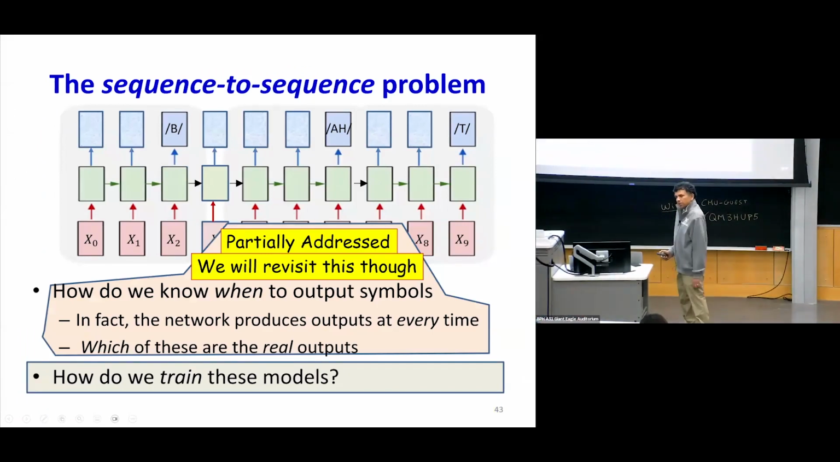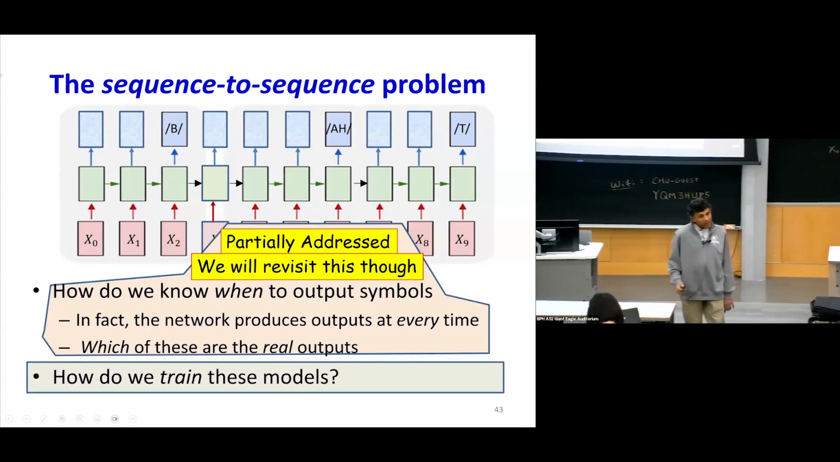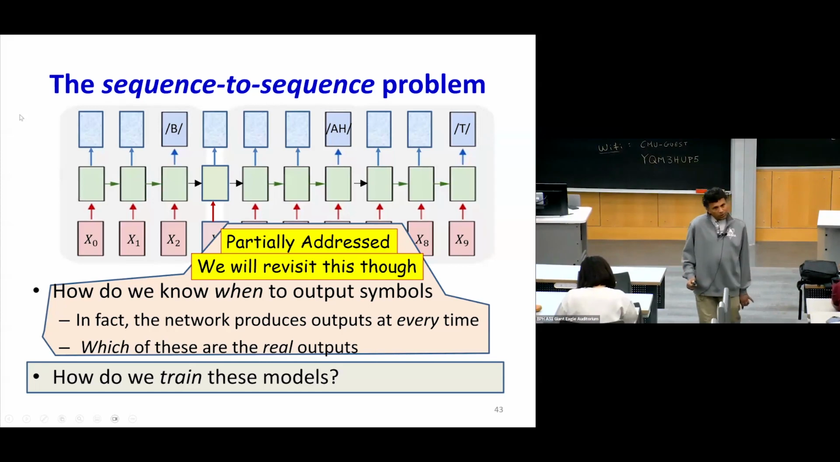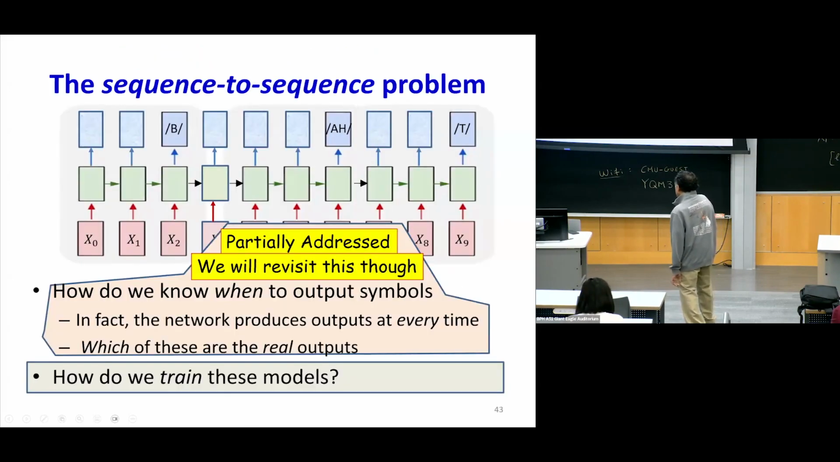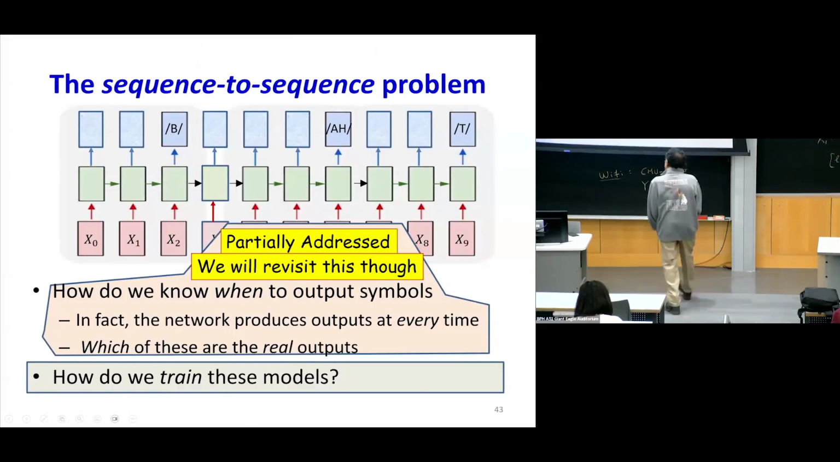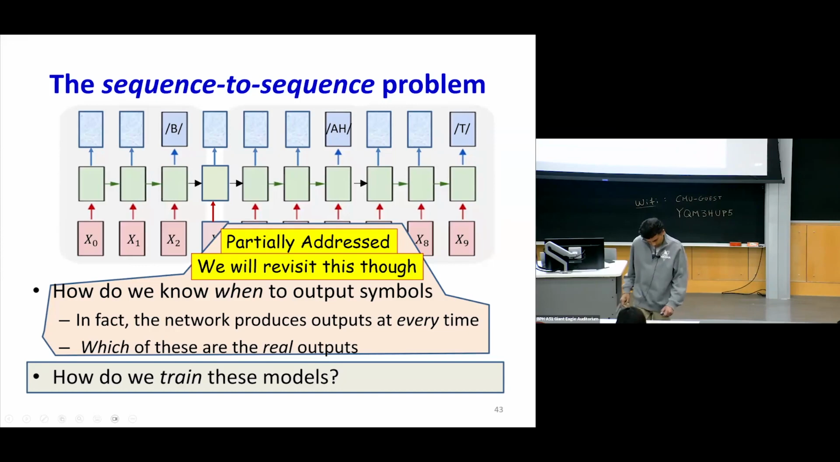So here are the two questions, right? The first one is, how do we know when to read the outputs? We don't really, but we saw some sort of a half-hearted answer. So let's assume that we have an answer for now. The second problem that is more important is how do we train these models, right? So how do we train these models? This is the more challenging problem for the rest of today's class.